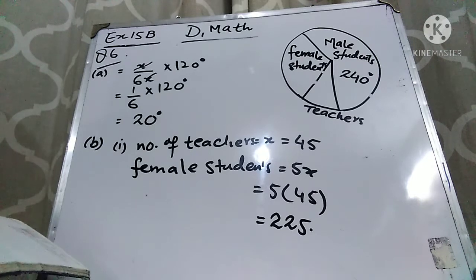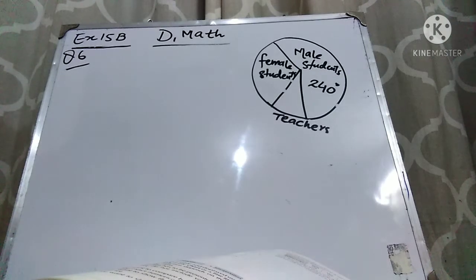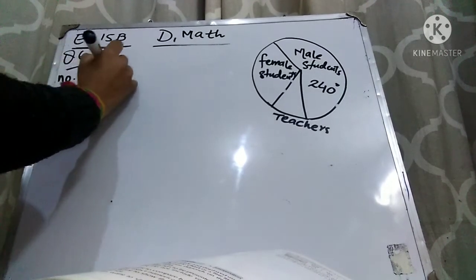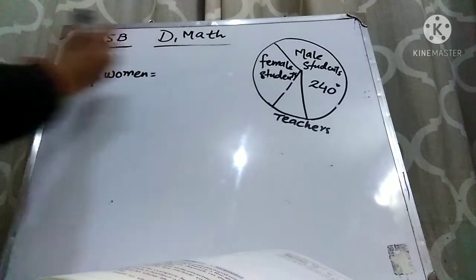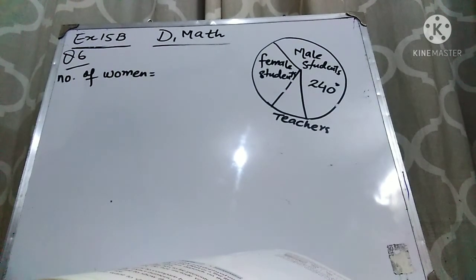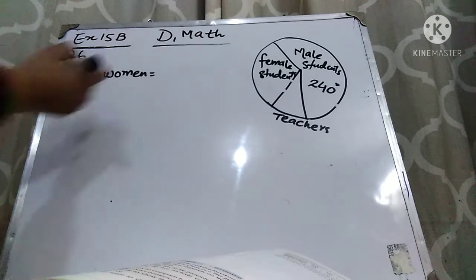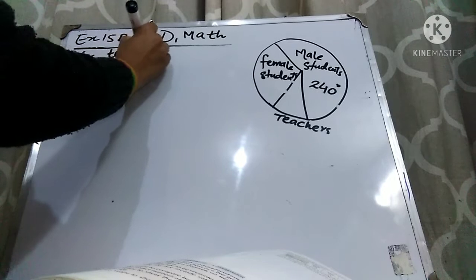Now let's come to part C. Part C is: if 2/3 of the teachers are women, express the number of females in school as a percentage of the total school population. So here we have to find the percentage, but before that we have to find the number of women, given that 2/3 of the teachers are women. You know that the teachers is equal to x, which is equal to 45. It's given in part B that the teachers is equal to 45.